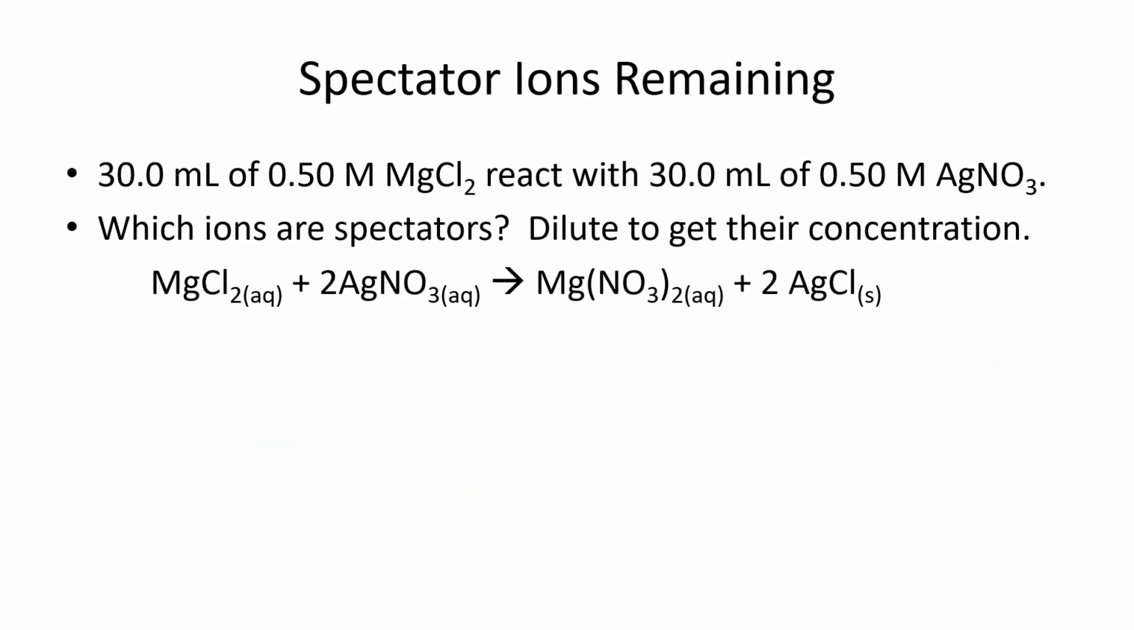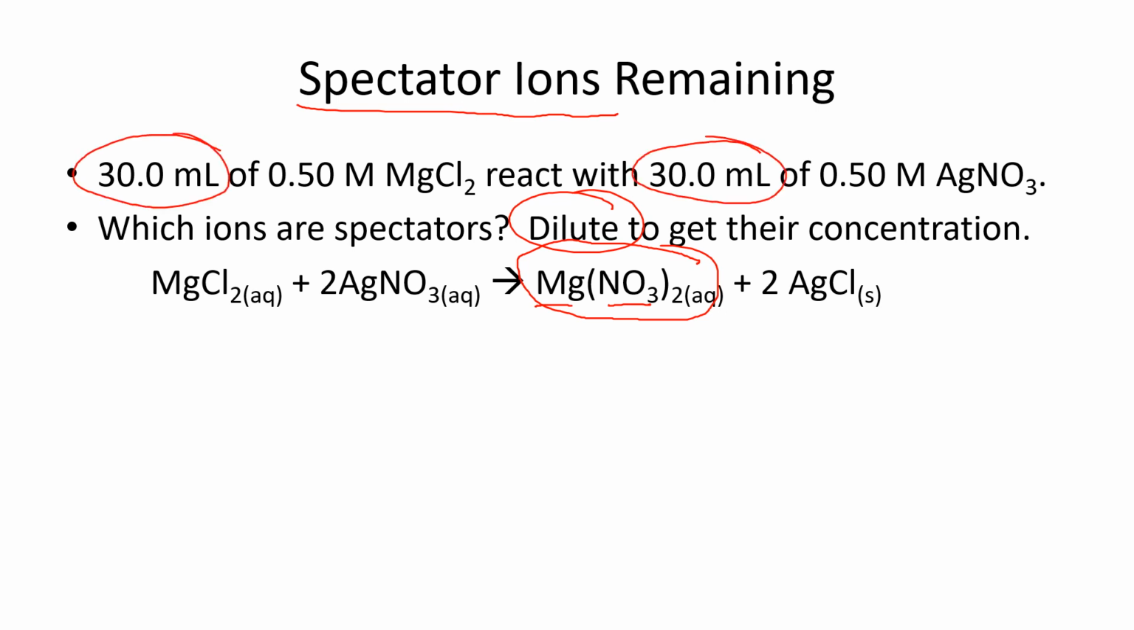Alrighty, now what about the ions that are left over, the things that didn't precipitate? Well, first of all, we can look at spectator ions. We know that the spectator ions are going to be the ones that didn't form precipitate, so the magnesium and the nitrate here. And in order to work out their concentration, we can just treat this like a dilution, right? Because both of these ions would have started from in 30 milliliters and ended up in a total volume of 60. Okay, so let's have a look at that.